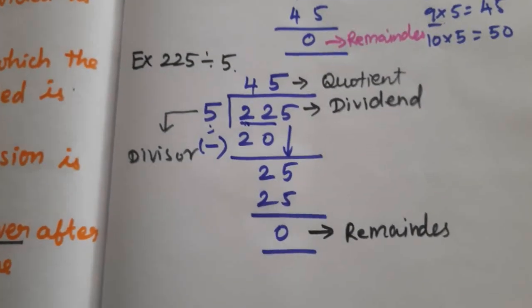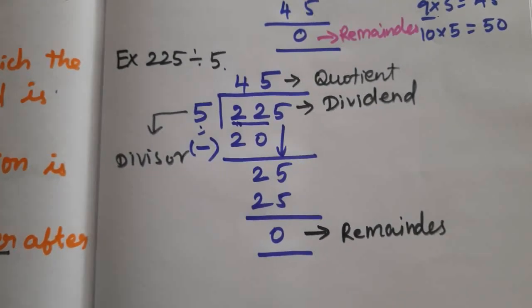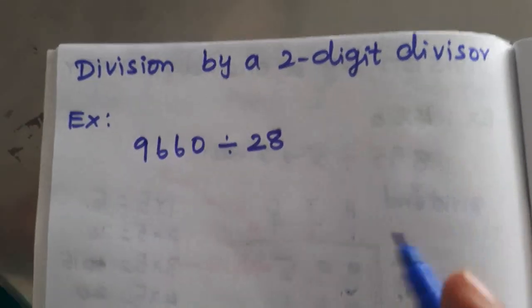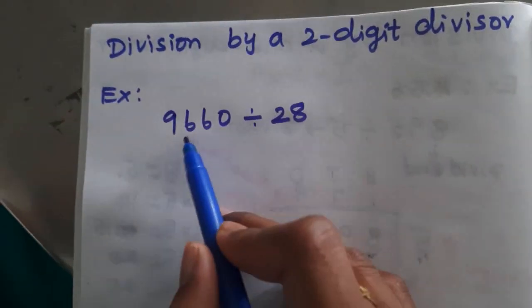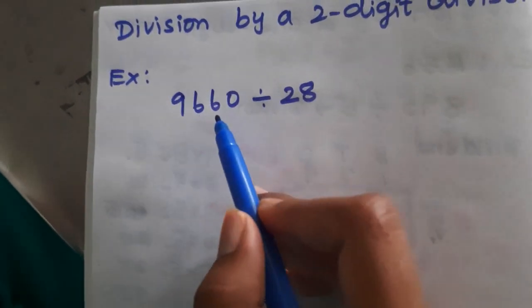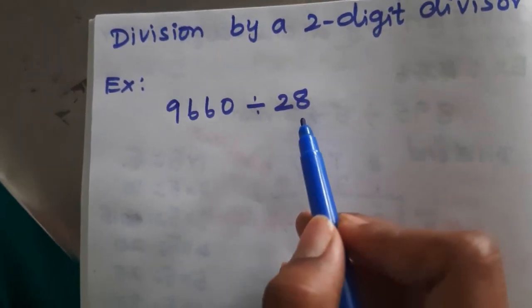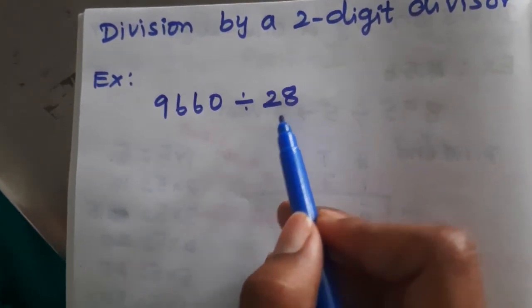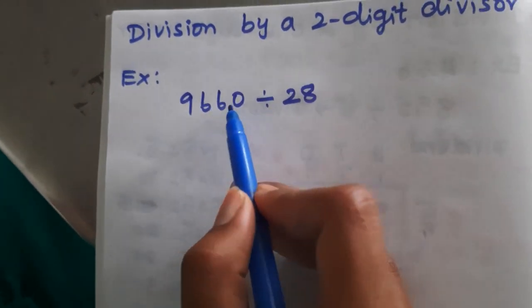Okay, now we move to division by a 2-digit divisor. So the next topic is division by a 2-digit divisor. See this example, a 4-digit number divided by a 2-digit divisor. 9660 divided by 28. Here which is the divisor? Yes, that is 28. Which is the dividend? Yes, 9660.